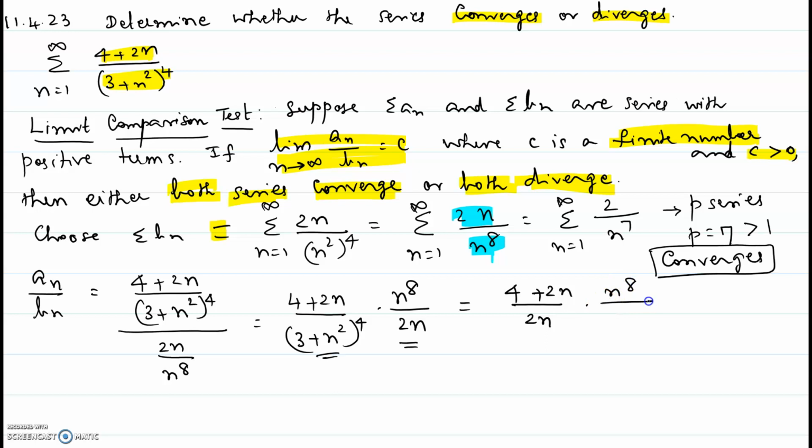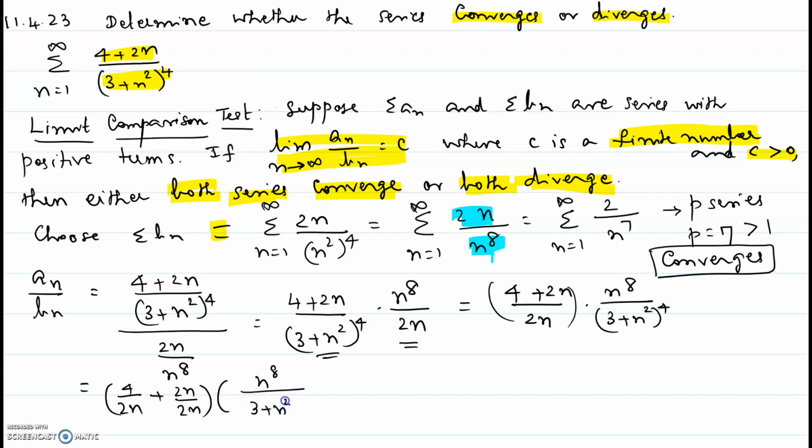So it is n to the power 8 on top. And then I'm going to combine that with (3 plus n squared) to the power 4 below. So this will give us 4 over 2n, so divide each term, 2n over 2n, which is 1, times n to the power 8 divided by (3 plus n squared) to the power 4. In order to simplify this, so this is after all 4 over 2n plus 1.